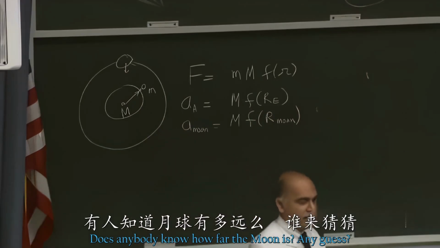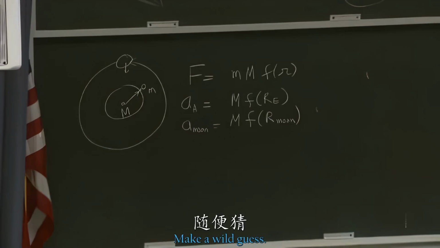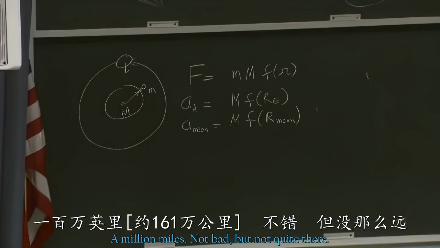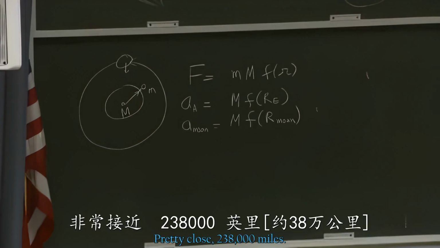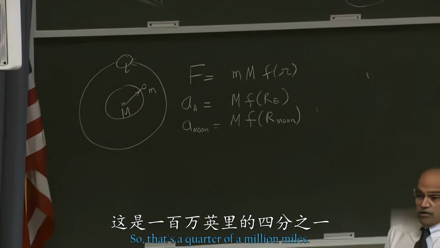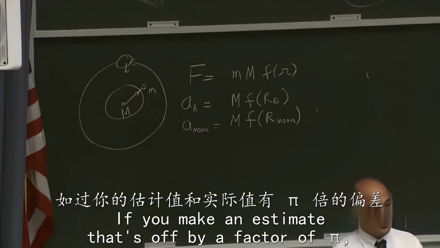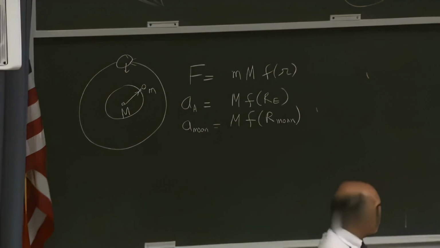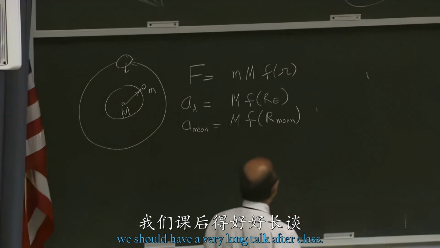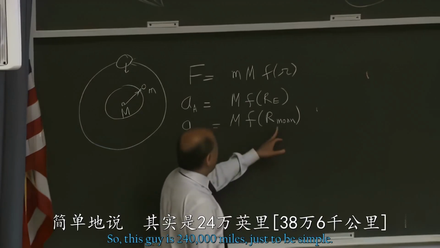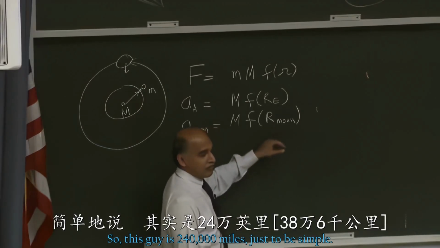Does anybody know how far the moon is? Any guess? Make a wild guess. Million miles. Not bad, but not quite there. Any other guess? Yes? 250,000. Pretty close. 238,000 miles. So that's 250,000 miles. So million's not bad. If you make an estimate that's off by a factor of pi in physics, it's fine. But if you say 10 miles or something, then we should have a talk. We should have a very long talk after class. So this guy is 240,000 miles, just to be simple.